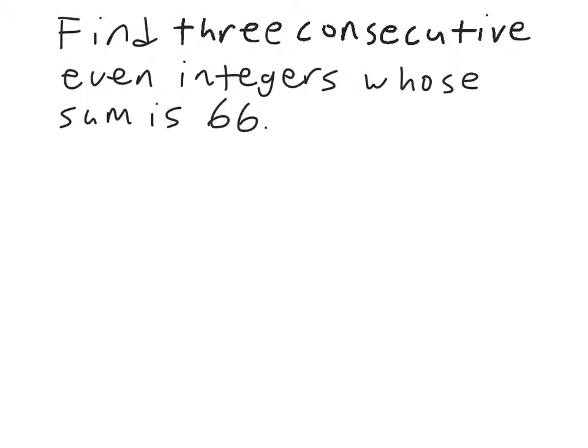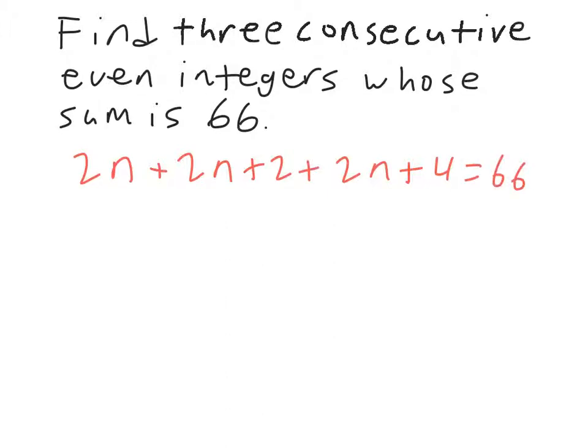So the next one is find three consecutive even integers whose sum is 66. So remember, for even integers, the first integer is 2n. And then the next one is 2n plus 2. And the next one after that is 2n plus 4. And they want the sum, so we add them. And they're saying the sum of those is 66.